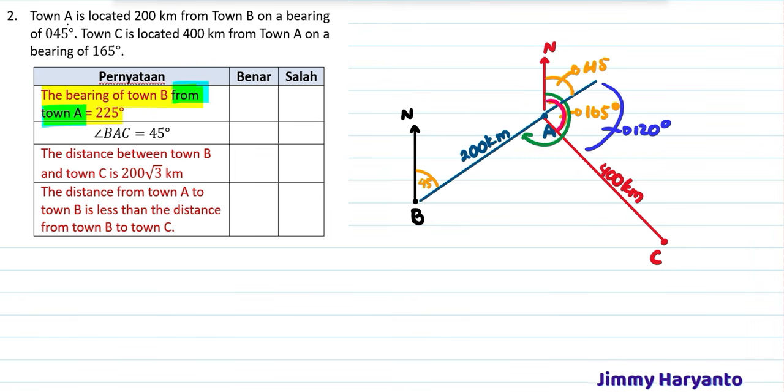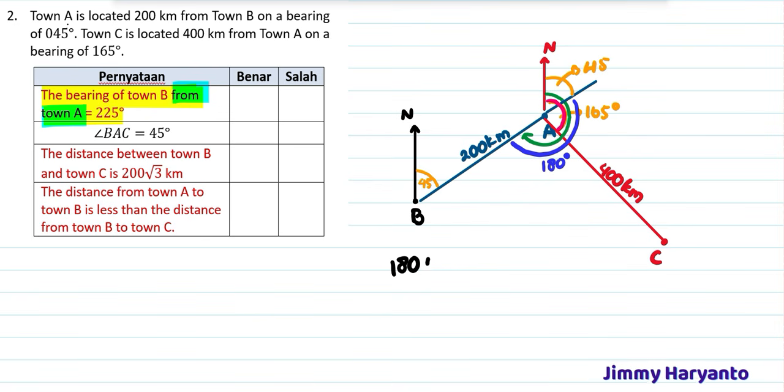Oh, actually we don't have to find the 120. Wait, we need to find the green one, right? So just add 45 to 180. That's it. So 180 plus 45 equals 225. That's the answer. Okay, the first one is correct.